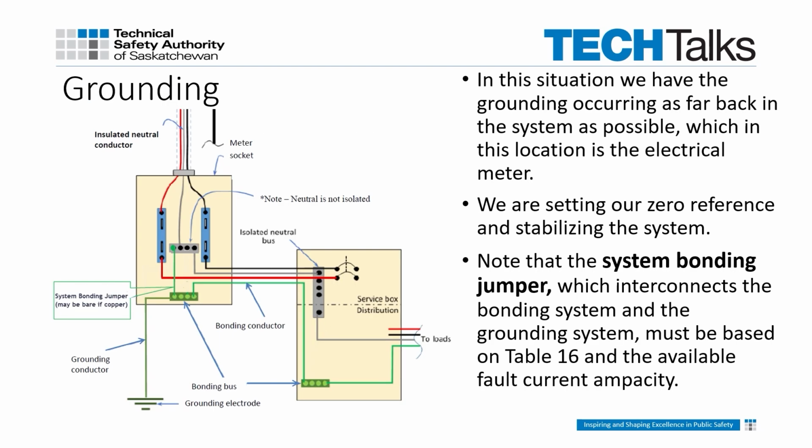In all systems, it is expected that the ground connection to the neutral occurs as close to the supply of current as possible. Many times, this is in the meter socket. The connection from grounding system to the neutral is accomplished with the system bonding jumper, which must be sized as per Table 16 of the CEC based on the available fault current of the system in question. At this ground point, the attempt is to set a zero reference point and stabilize the system.